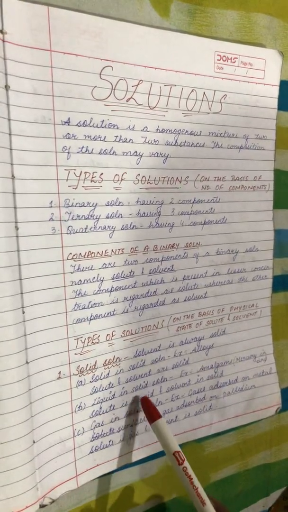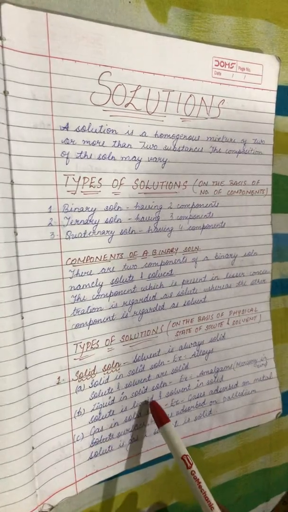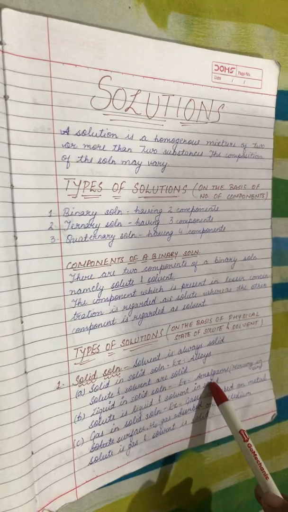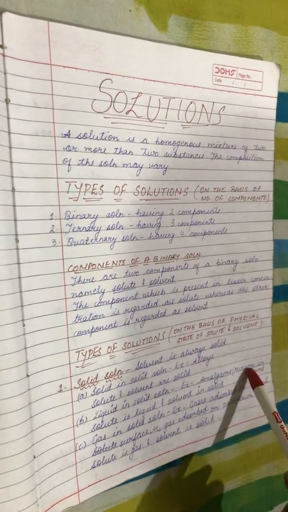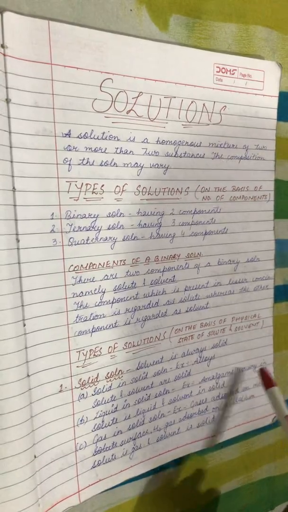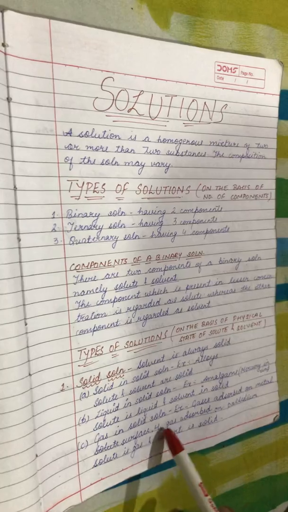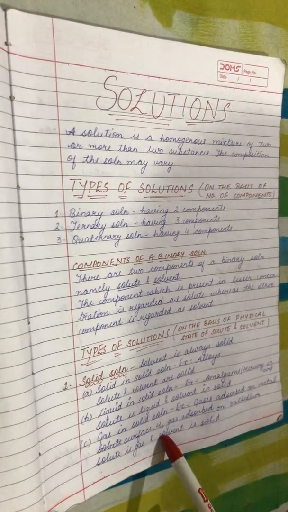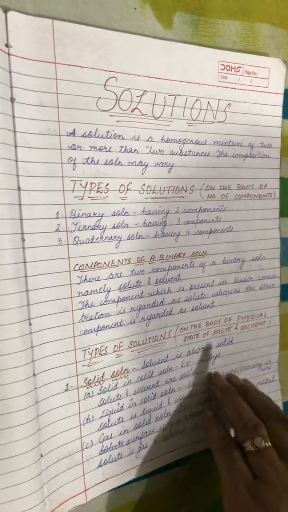Then we have liquid in solid solution where the solute is liquid and the solvent is solid. For example, your amalgam, say sodium amalgam or zinc amalgam. So mercury is dissolved in zinc, or mercury is dissolved in sodium. Gas in solid solution. For example, gases adsorbed on metal surfaces like hydrogen gas adsorbed on palladium, platinum, nickel, etc.